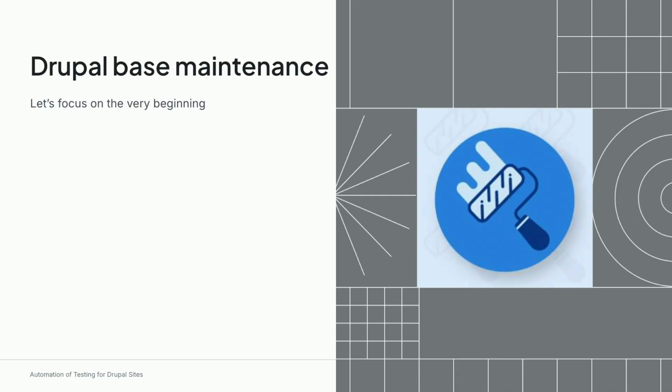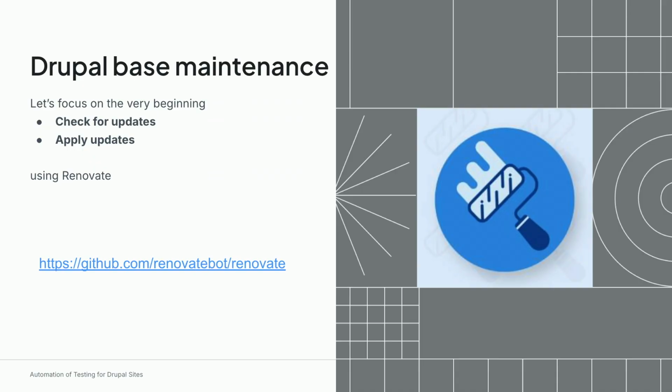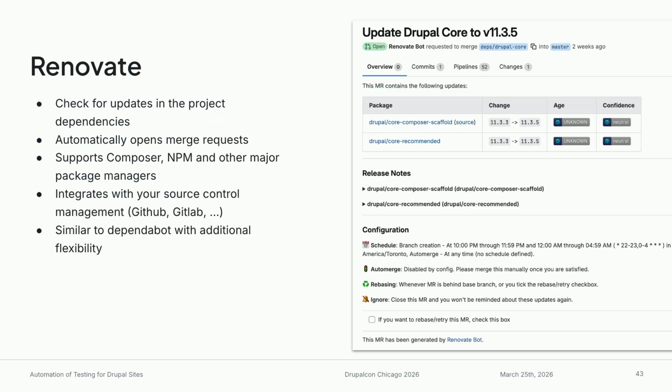Let's focus on the very beginning of that process, which is when we check the updates and we apply the updates. I want to introduce you to a tool maybe some of you already know, which is called Renovate. It's an open source project. It's on GitHub, and it's awesome. Basically, it checks if there are updates on your project that need to be applied, and it automatically opens merge requests against your project. So the only thing you have to do is review the update and merge it if everything's okay.